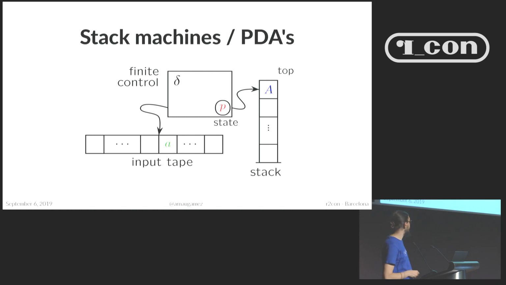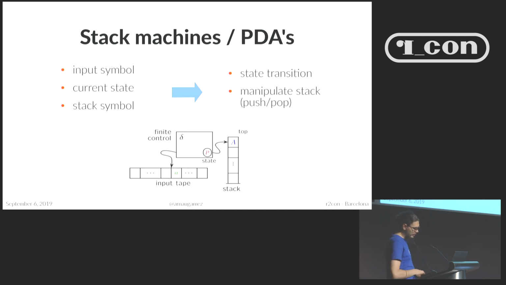And a stack machine, or pushdown automaton, is a really funny thing. I avoided putting the formal definition that is on Wikipedia. But anyway, you just need to remember that we have an input tape where we get a symbol. We have a current state for the machine. We have as well a stack symbol, and from this we get a state transition that will manipulate the stack, pushing to and popping from it. And this is the basic idea of a stack machine.